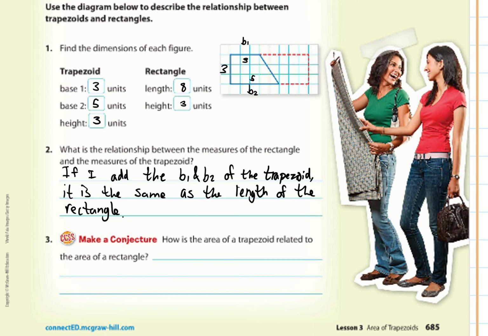So how's the area of the trapezoid related to the area of the rectangle? Well, if you look at the trapezoid, the blue one, I think I said triangle earlier, it's half of the rectangle, because the red dotted lines also form the same trapezoid, but upside down. The area of a trapezoid is half the area of a rectangle.